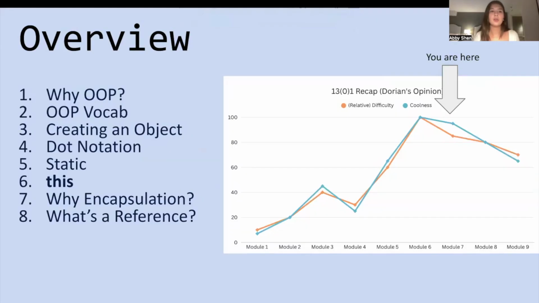So to give an overview of what this recitation will be going over, we'll talk about why we want to use object-oriented programming. We'll go over some object-oriented programming vocab. We'll go over creating an object and the syntax for that, dot notation, what it means for something to be static, the this keyword, and then why we want to use encapsulation and what a reference is.